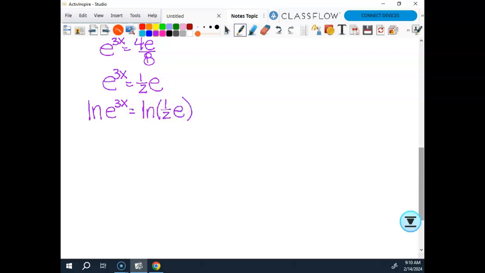Now, what is the left-hand side going to become? Just 3x, right? Because we'd bring 3x out in the front. Natural log of e is 1, so it is okay just to jump down to 3x. Now, on the right-hand side, I'm not going to get 1, and I'm not going to get 1/2. I have a product right here. Can I use my product rule? It's my product rule.